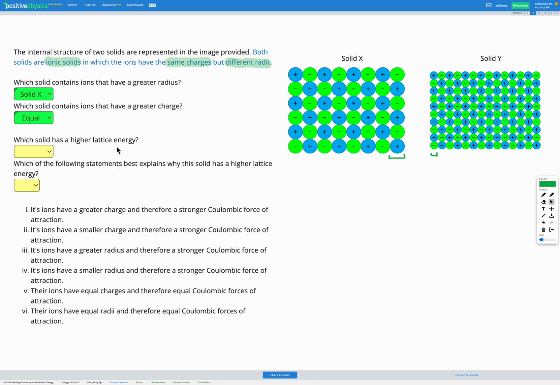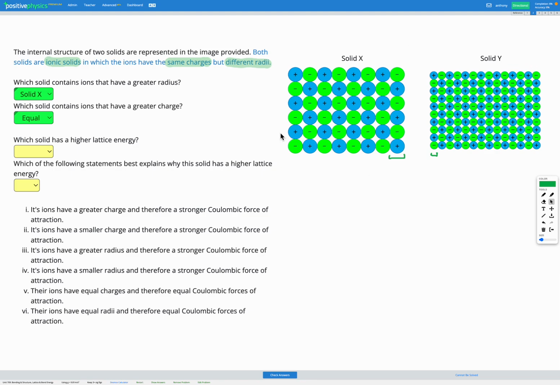So lattice energy is the energy needed to break apart an ionic compound. The stronger our ionic compound is held together, the higher lattice energy will be needed to break it apart. So looking at our solids and thinking about Coulomb's law, they have the same charge in both situations. However, solid Y has a much smaller radius of particle, so the distance between particles is a lot smaller, and according to Coulomb's law, a smaller distance means a bigger force because they're closer together.